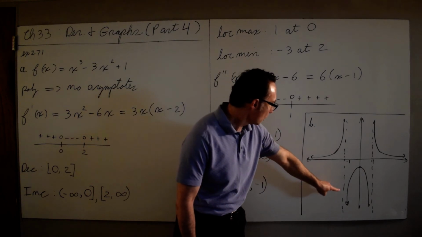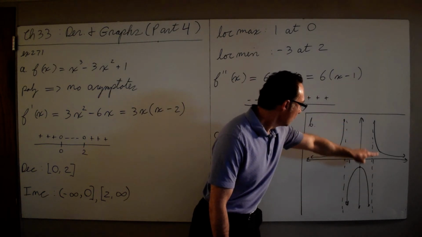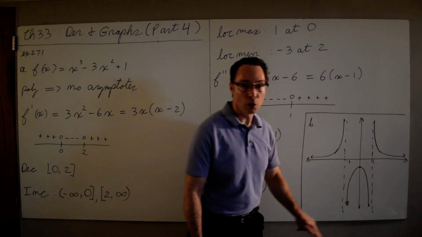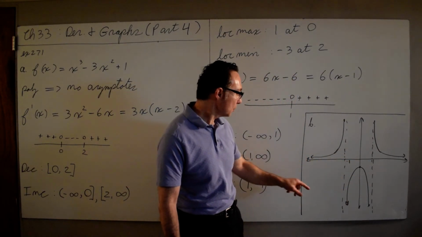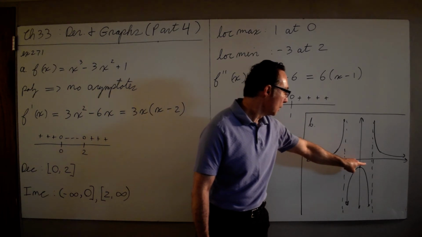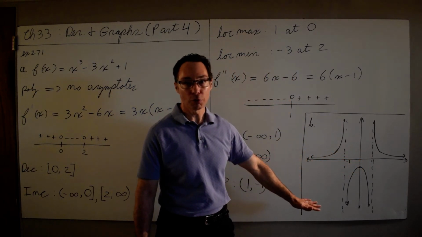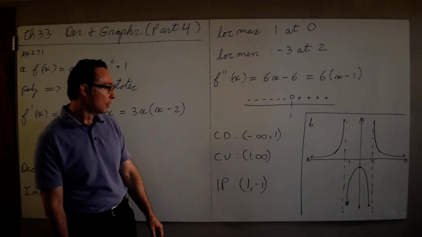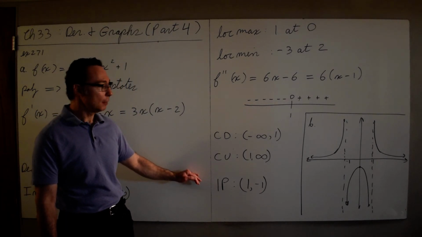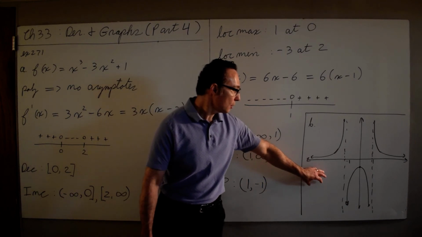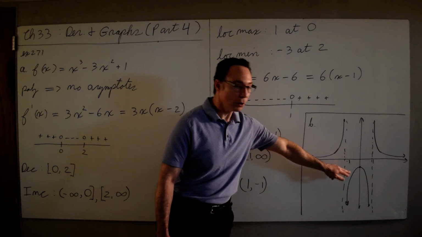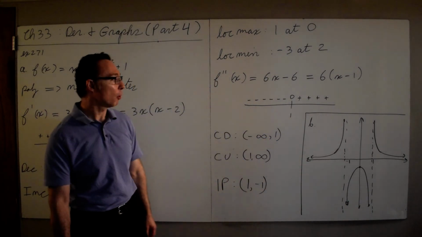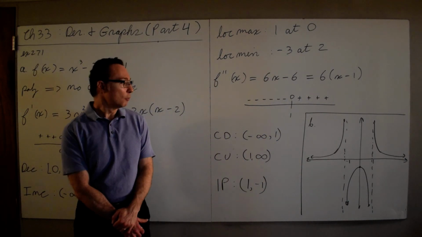But these are vertical asymptotes. The function in part B is not defined at negative 1 and it's not defined at 1. There are no points on the graph at negative 1 and at 1. That's why there are no inflection points. An inflection point is a point where the function changes concavity. This function changes concavity, but it does it at the vertical asymptotes. It doesn't do it at any particular point. That's why part B has no inflection points.